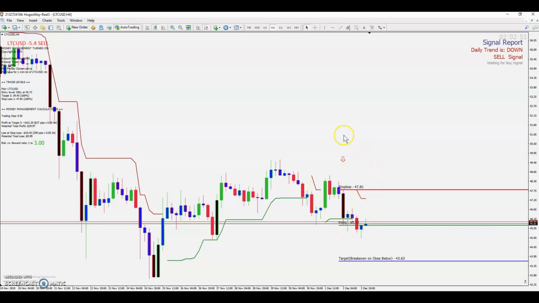So, okay, that is how you can do the top-down approach using the UFX signal report and the built-in money management tool.